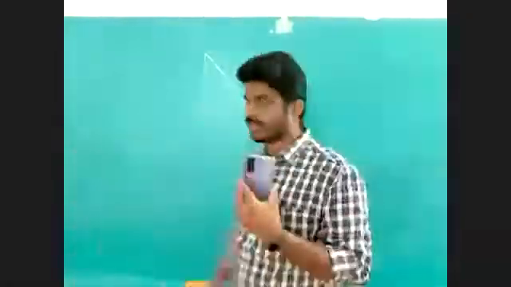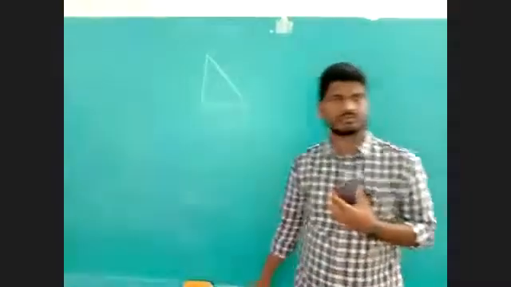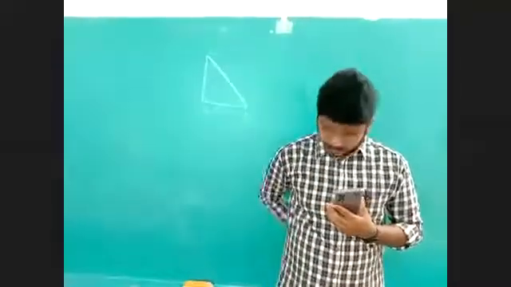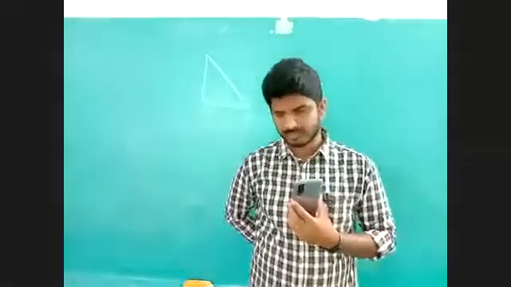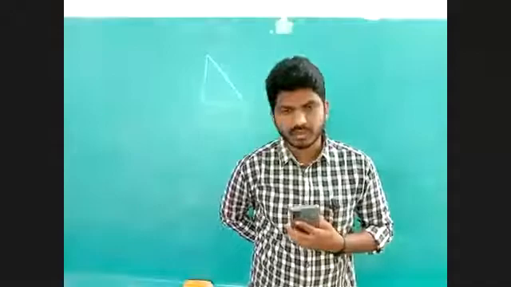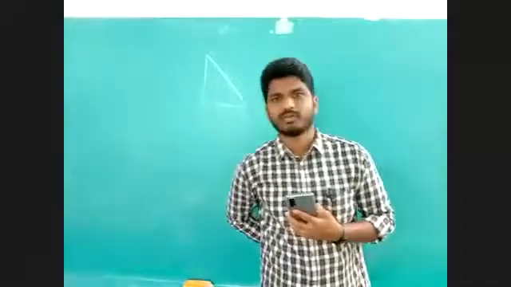Bhargav, tell me the statement of Pythagoras theorem. Yes, sir. In a right angle triangle, the square of the hypotenuse is equal to the sum of the squares of the other two sides. Very good. Sum of the squares of the other two sides.